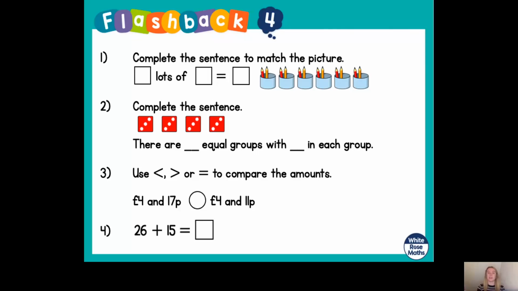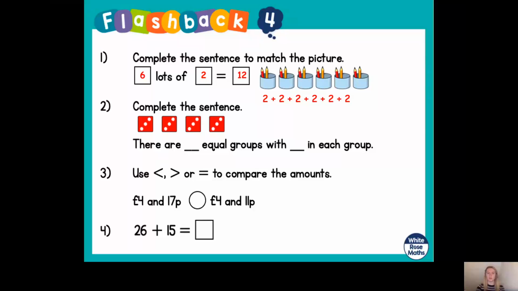Okay, should we see how you got on? So the first one, how many pots of pencils are there? Yes, that's right, there's 6 pots of pencils. So there's 6 lots of, how many in each pot? Yes, that's right, 2. There are 6 lots of 2, or 6 equal groups of 2. Now, if we were going to write an addition number sentence for this, what would we write? Yes, that's right. We'd write 2 plus 2 plus 2 plus 2 plus 2 plus 2, which is 12.